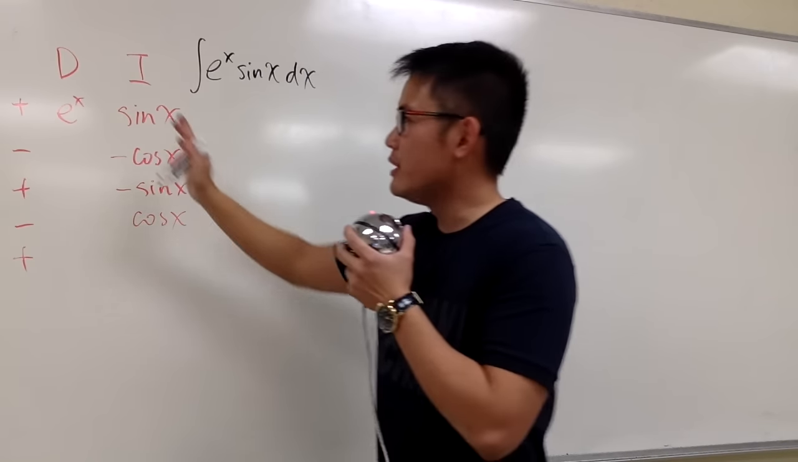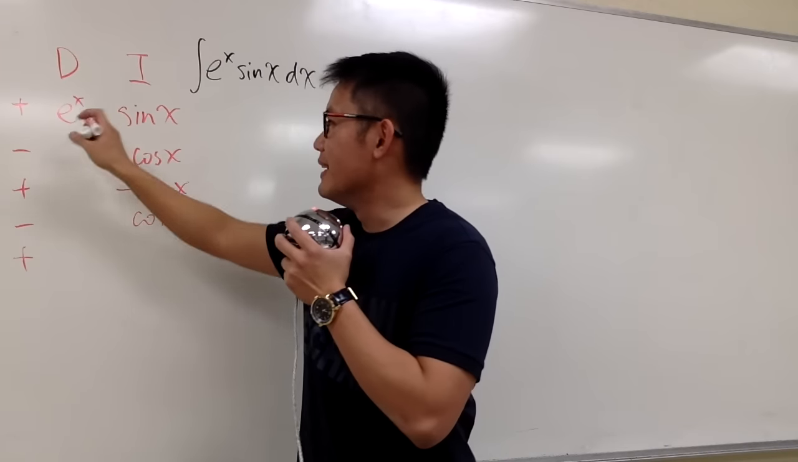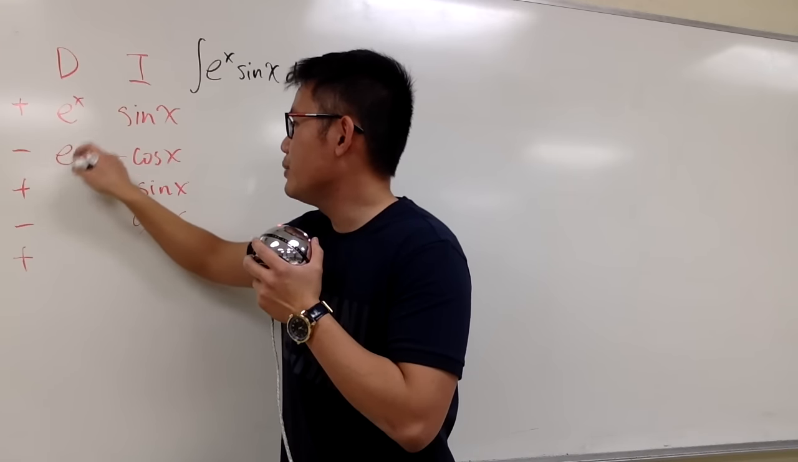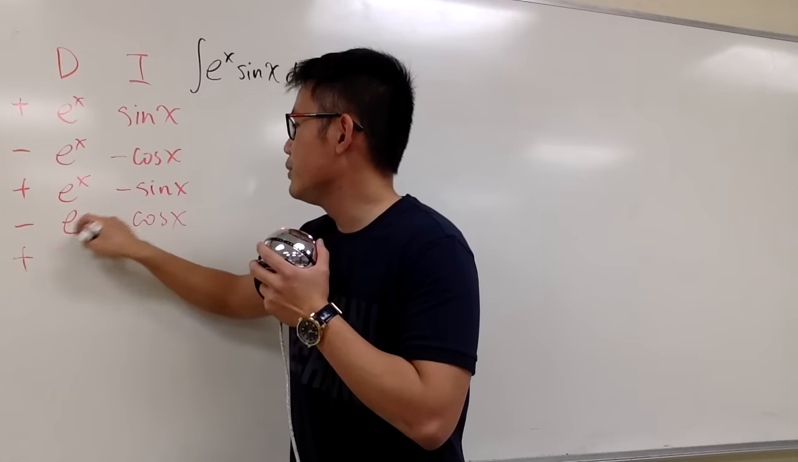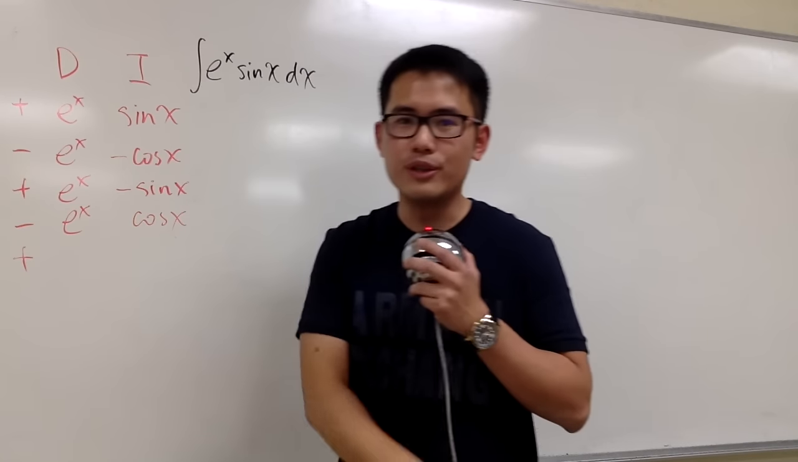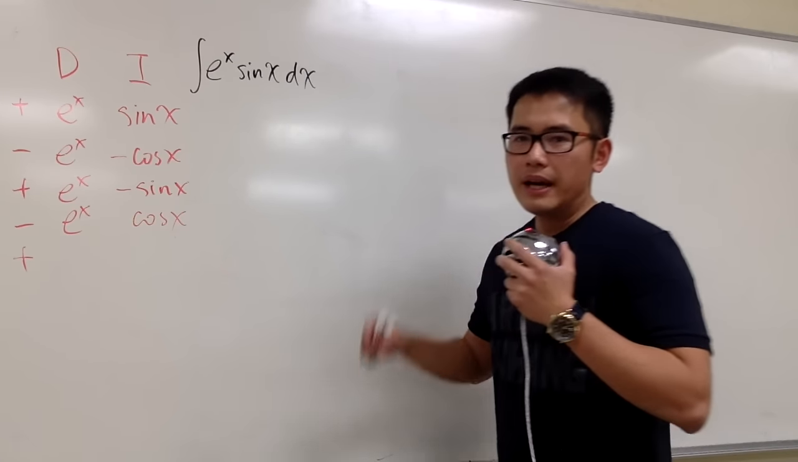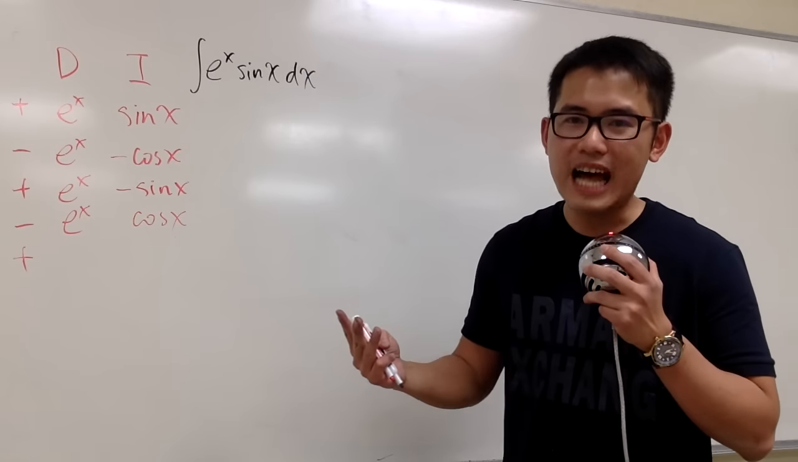So let's move to the D column. Let's differentiate e to the x. Well, it's just e to the x, e to the x, e to the x, and so on, so on, right? Now, here is the third stop.